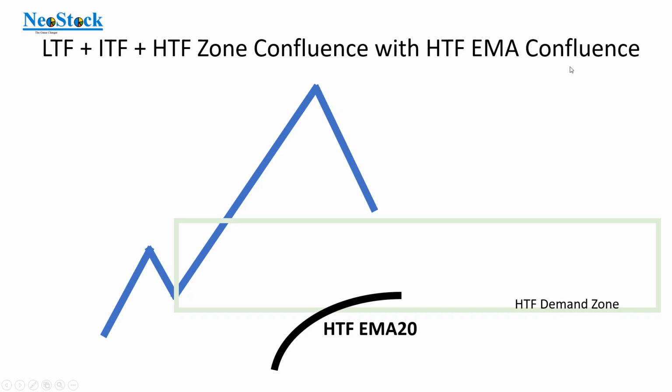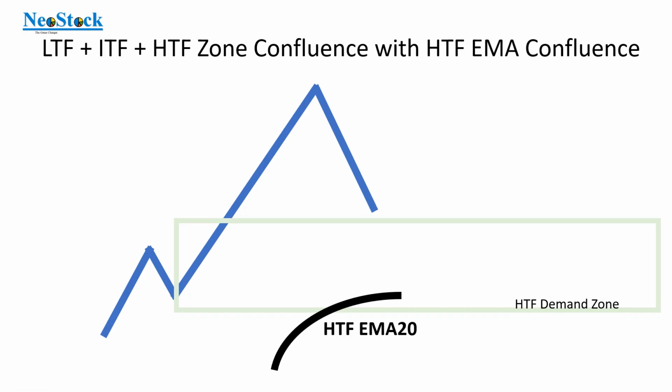Earlier, we were primarily focusing on the ITF zone and ITF EMA. Now we are focusing on the HTF zone and HTF EMA confluence. Still we take our trades in the LTF zone only, but the LTF zone is a part of the HTF zone. How it should be a part, that I will explain. First look into this HTF zone. This is the HTF zone, and this HTF zone is having HTF EMA confluence.